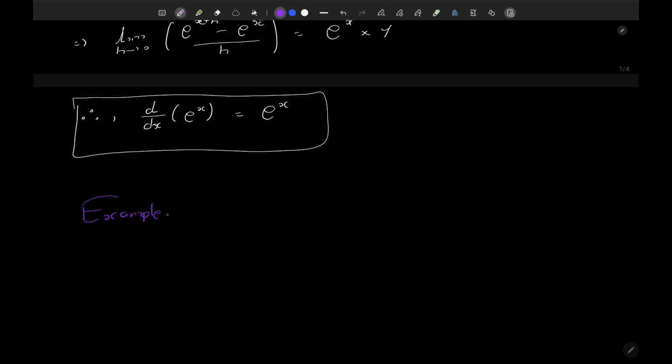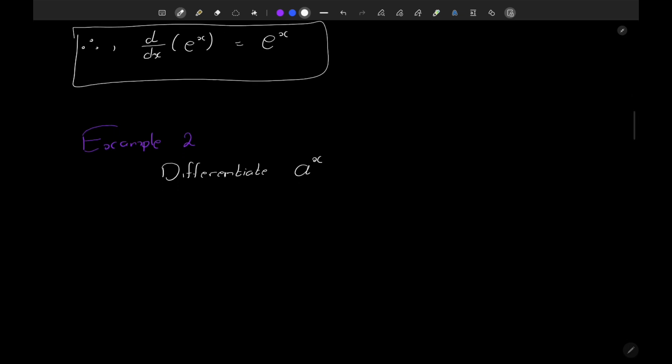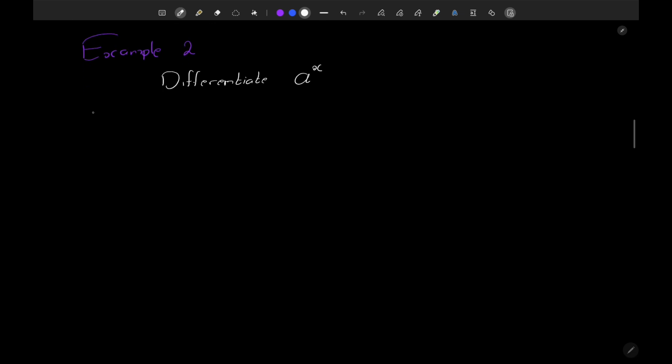Example 2. What does this example 2 state? Differentiate a to the x. So what is the first thing we're going to do in this case? We'll say let y be equal to a to the x.